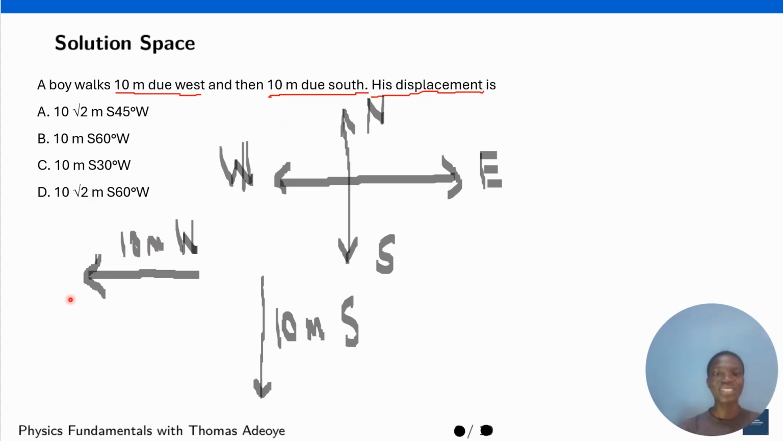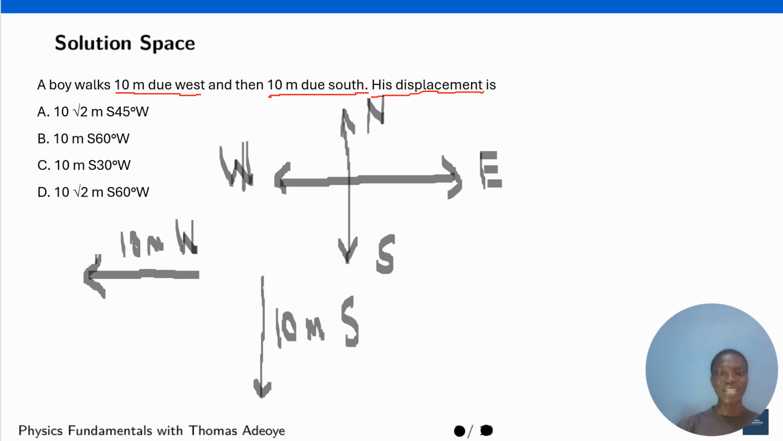So now this is a vector 10 meter due west. This is another vector 10 meter due south. What I did was that I tried to represent this question using a directed line segment and an arrowhead. In order to add this and this together is the addition that will give me the displacement. So I can use the tail to tail method, and in doing that, all I need to do is to place the tail of this to the tail of this.